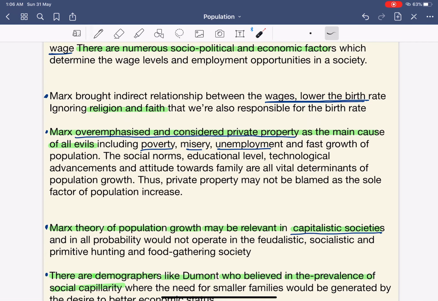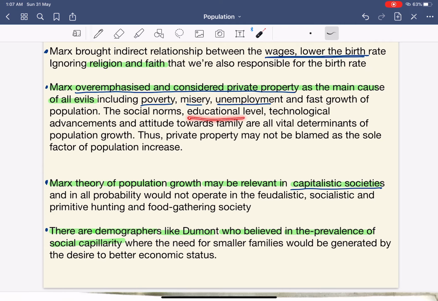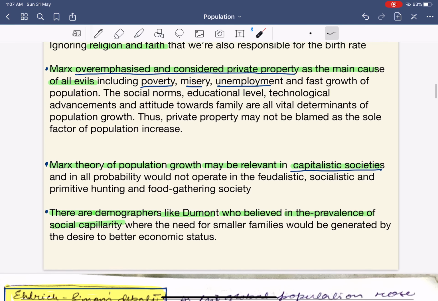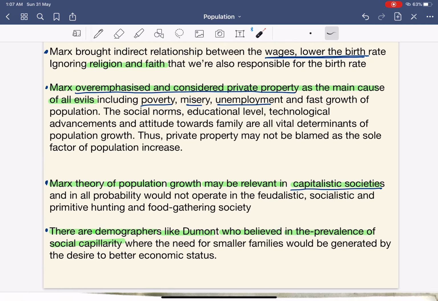Next, Marx overemphasized considering private property as the main cause of evil, which leads to poverty, misery, unemployment, and fast growth of population. The social norms, education level, technological advancement, and attitude towards the family are all vital determinants of population growth. Hence, Marx ignored them.